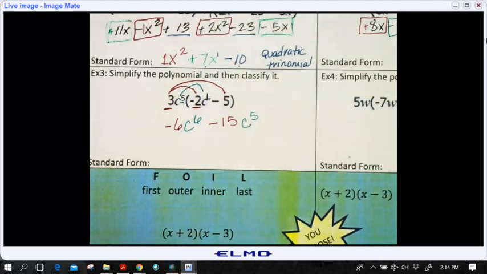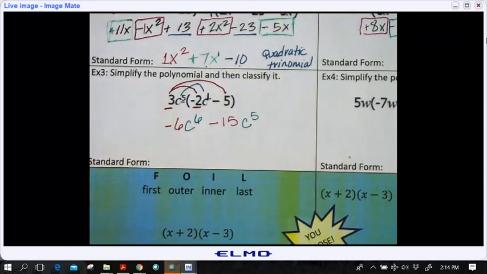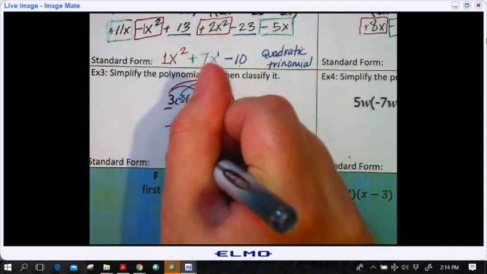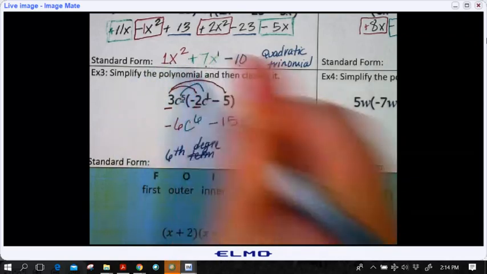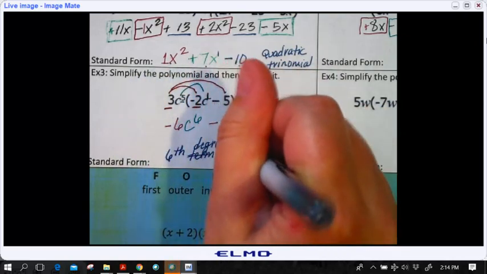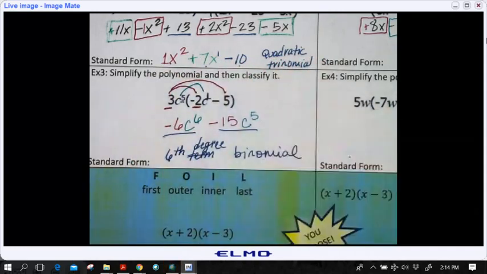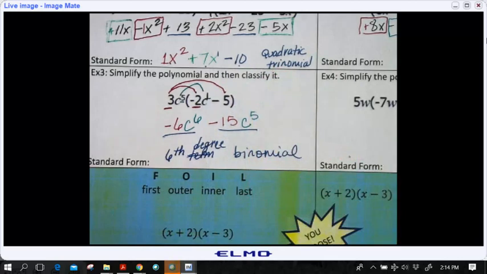Okay, and so we have written this in standard form. Let's go ahead and classify this. This is a 6th degree binomial. And it's a binomial because it only has 1, 2 terms. Okay. The prefix bi means 2. Think about bicycle, has 2 wheels. A tricycle, tri, has 3 wheels. So look at our prefix.